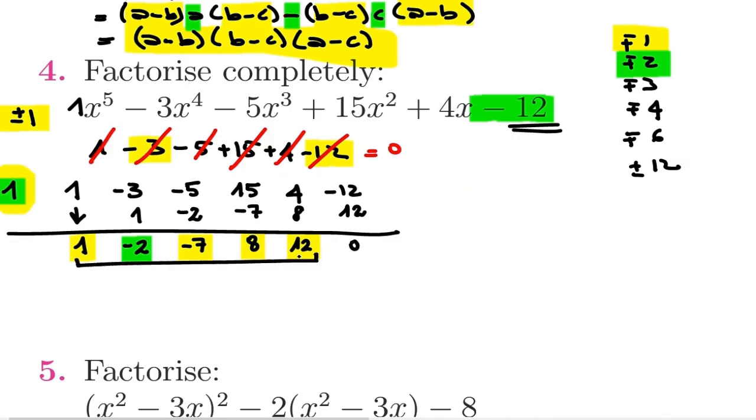Now, this part gives us the polynomial x minus 1, because when we plug in 1, it becomes 0. 1 is also the root of x minus 1. Therefore, this gives us the quotient polynomial obtained from dividing by x minus 1. This part, 1x to the power of 4 minus 2x cubed, minus 7x squared plus 8x plus 12. Our x minus 1 is in our pocket. We set that aside.